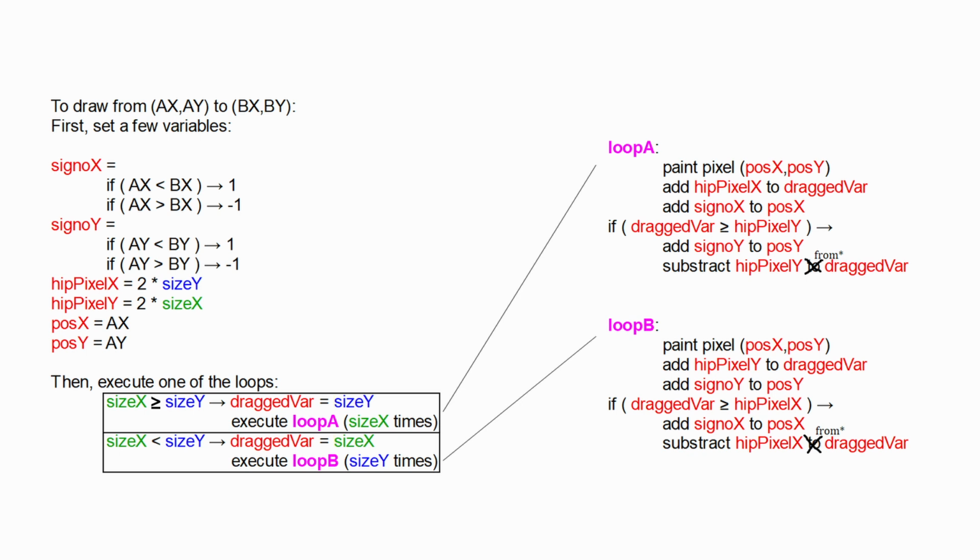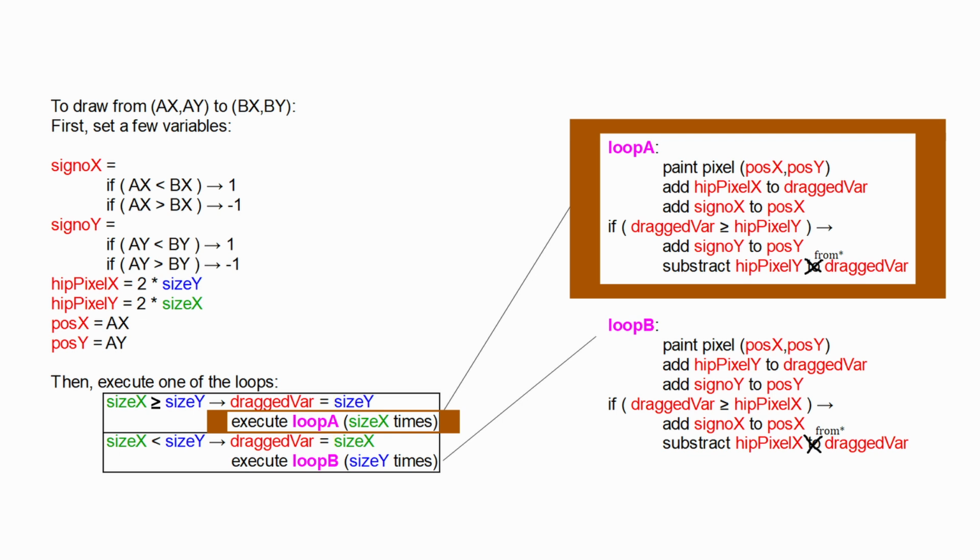Once the variables are set, check if the line is more horizontal or vertical by comparing the sizes in x and y. Here, the equality must be included, but it doesn't matter on which side. Depending on whether it's more horizontal or vertical, dragged var is set with an initial value. Then the loop is executed.